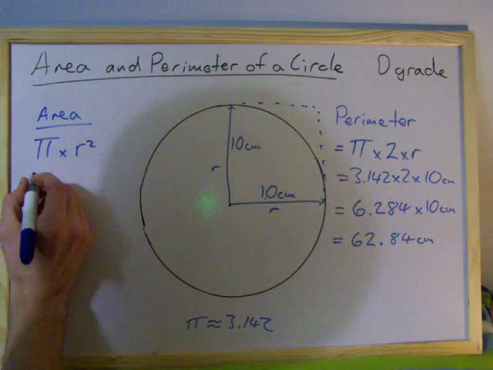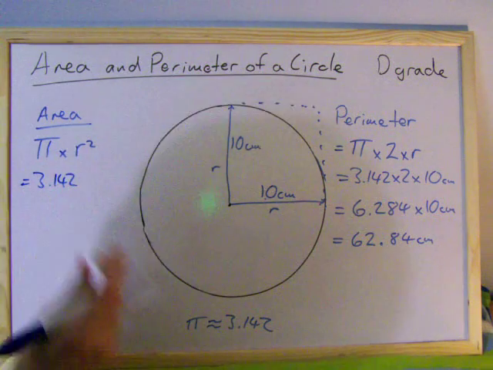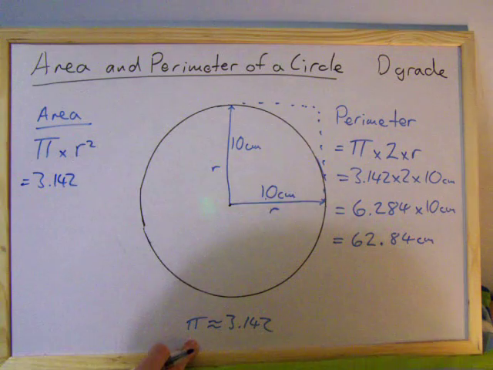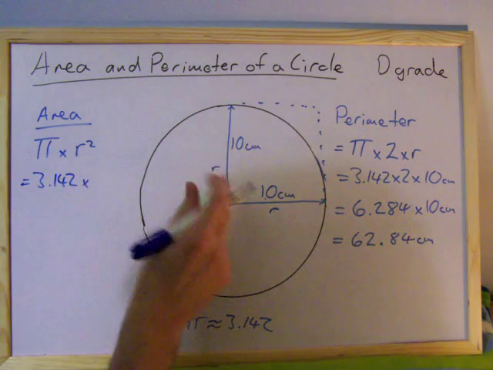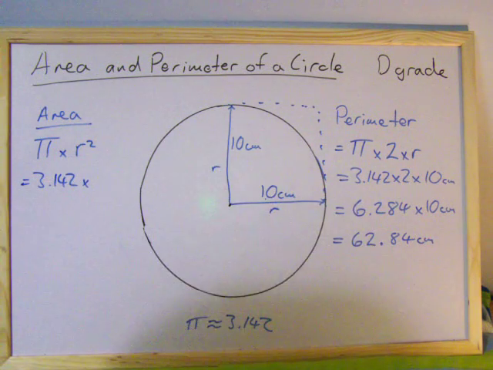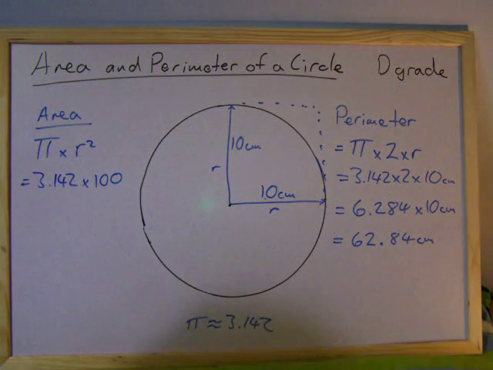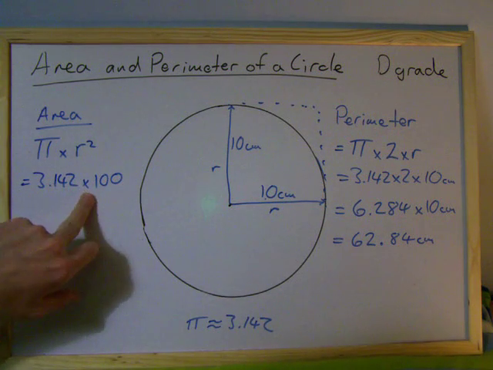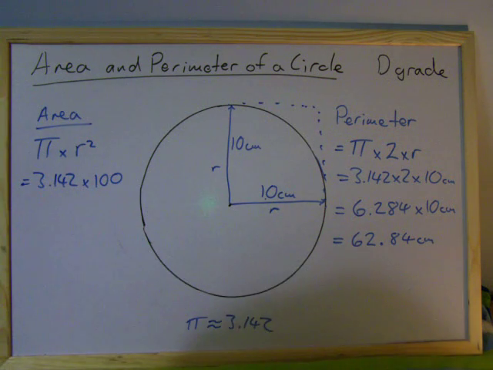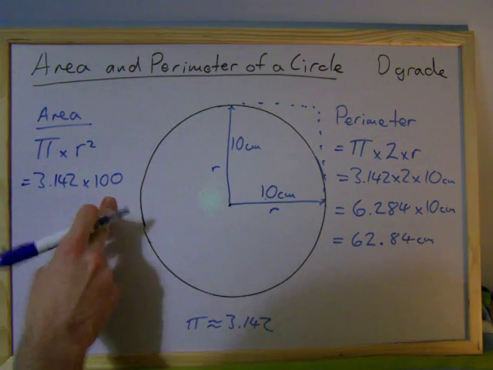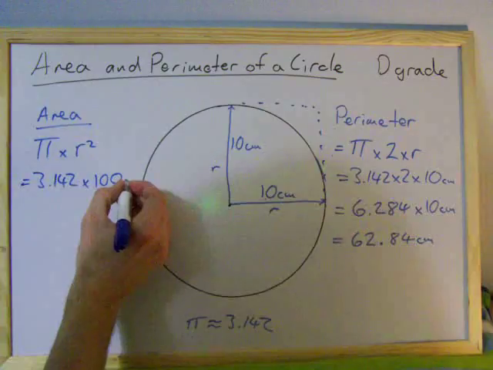So that's 3.142, because that's what pi is, or approximately, multiplied by r squared. In this case, it's just 10 times 10, so that's going to be 100. But if it was 9, it would be what? Pi, 3.142, times 81. If the radius was 5, it would be 3.142 times 25, because that would be 5 squared, and so on and so forth.